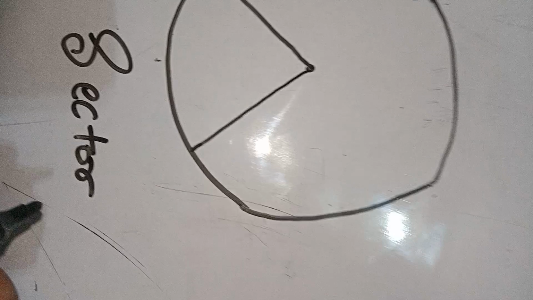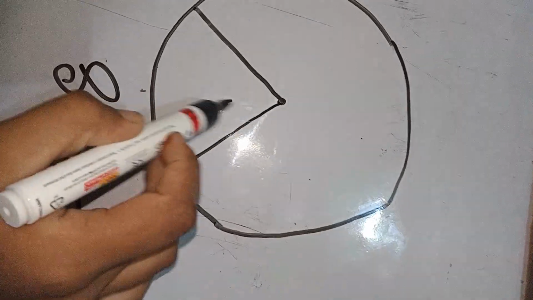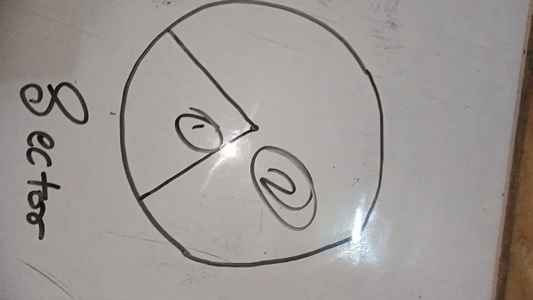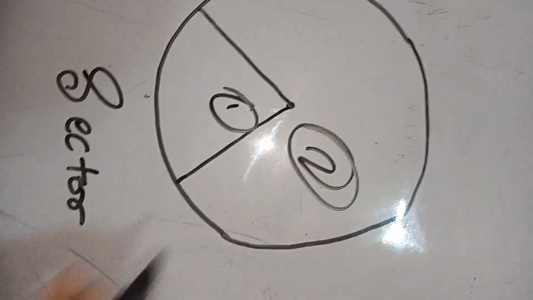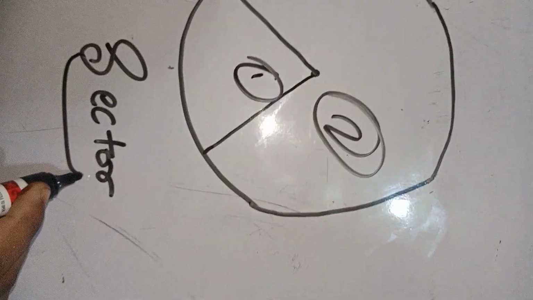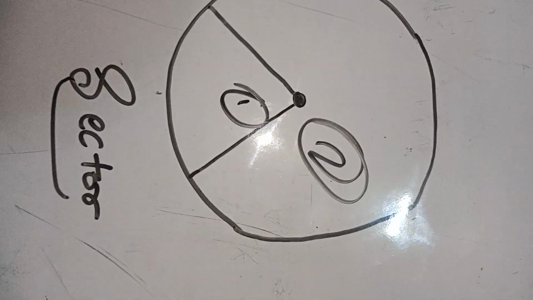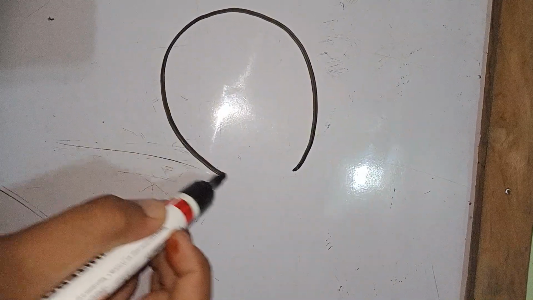Sector is two radii dividing a circle into two parts, part one and part two. So a sector is two radii which cut the circle into two different parts. Okay, now one more thing, this is a circle.